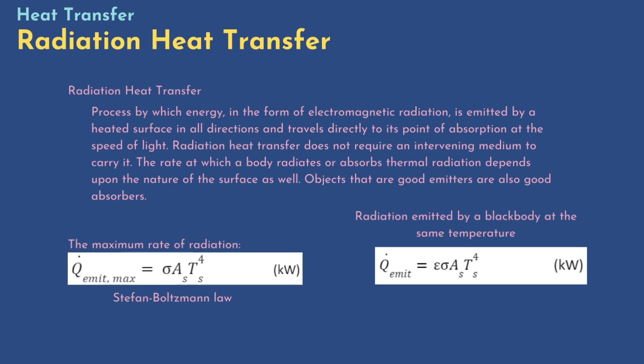The maximum rate of radiation can be expressed as Q emit max equals the Stefan-Boltzmann constant multiplied by A sub s T sub s raised to the power of 4. Radiation emitted by a real surface, compared to a black body at the same temperature, is Q emit equals emissivity times the Stefan-Boltzmann constant times A sub s T sub s raised to the power of 4.